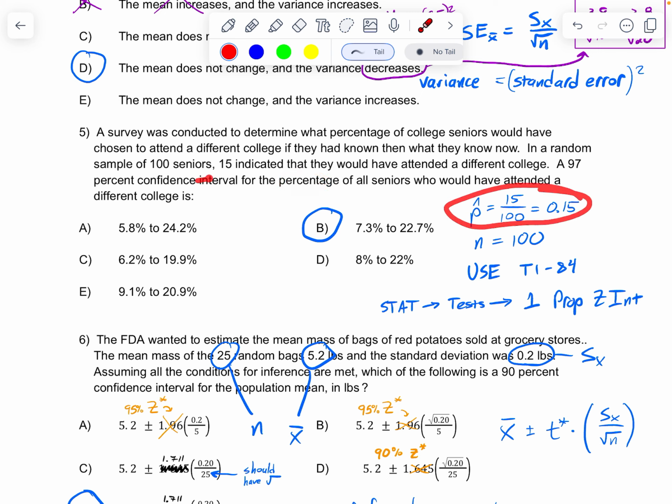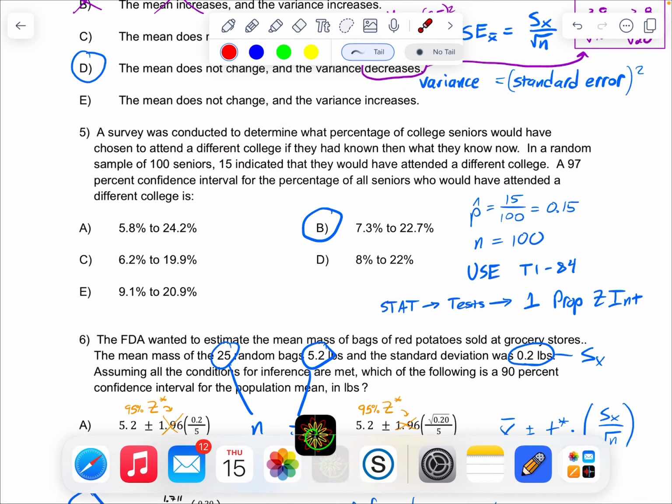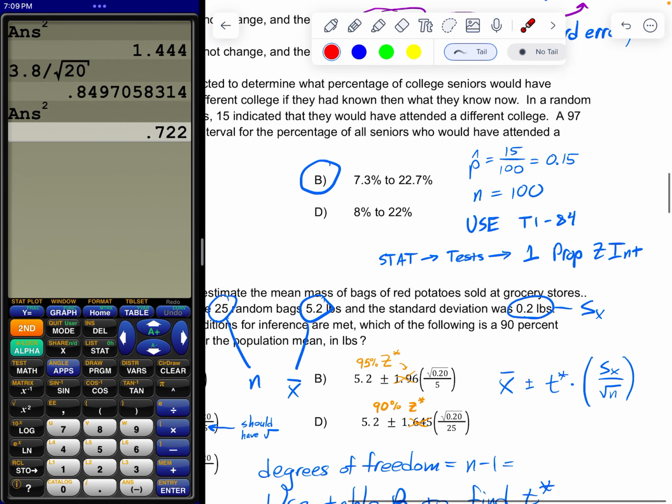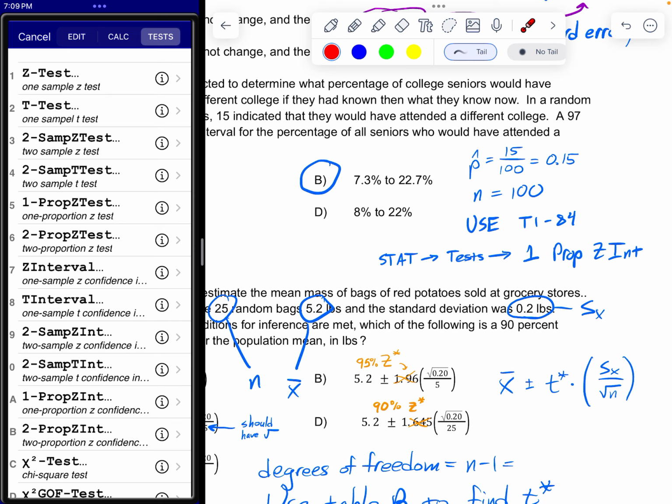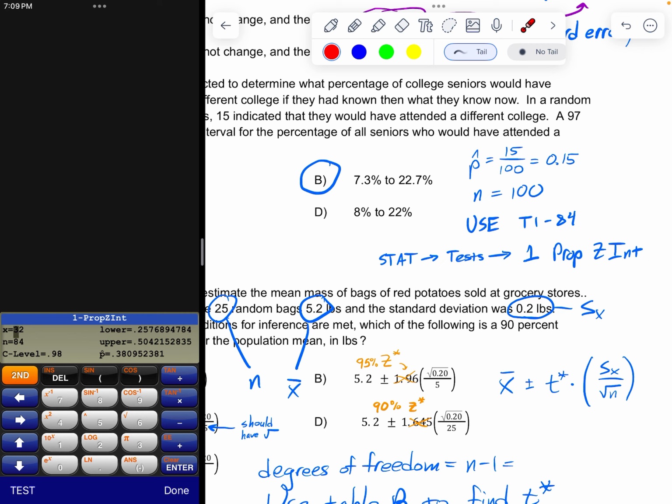P hat is given to us right here, so it's 15%. That is going to be our point estimate. That's going to be the middle of the interval. And then our sample size is 100. So on the calculator, I'm going to go stat tests. This is the capital A, 1-PropZInt, and put your numbers in. 15 out of 100 with a 97.